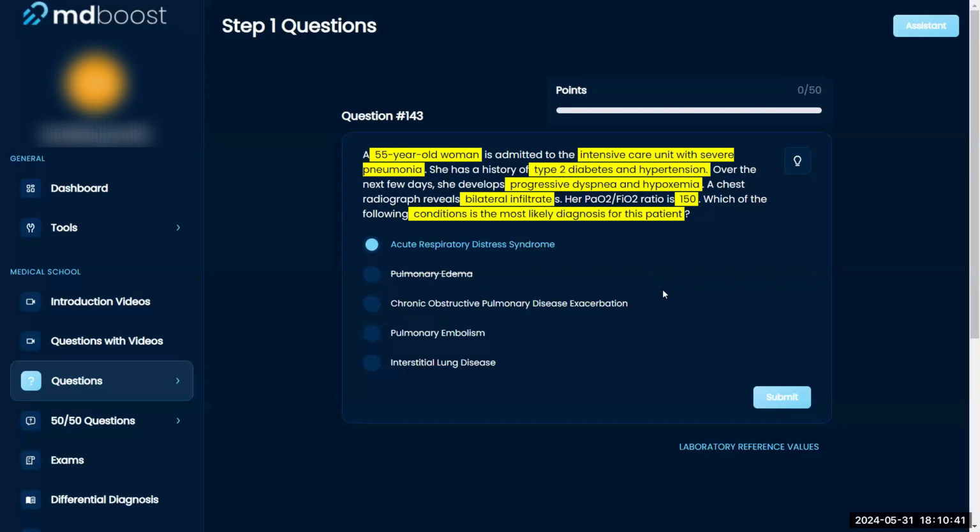COPD exacerbation. I don't know, I don't think so. Pulmonary embolism, probably not, because it's not immediate. It wouldn't happen like in an hour. So no, lung disease. ARDS. All right, ARDS.